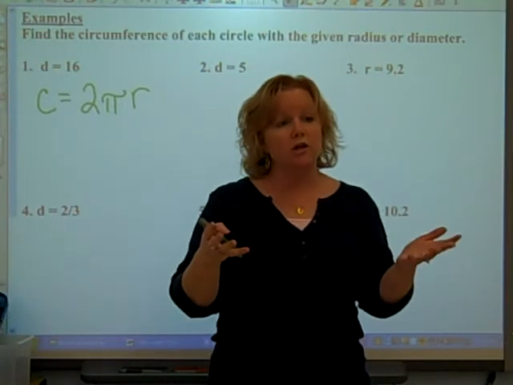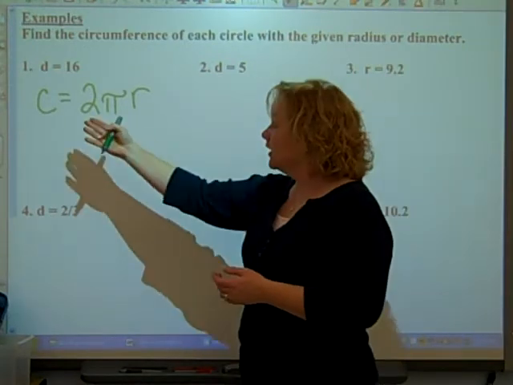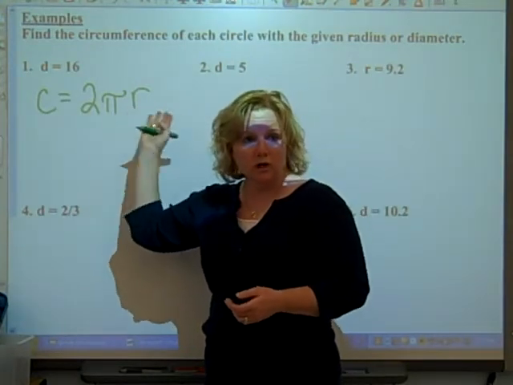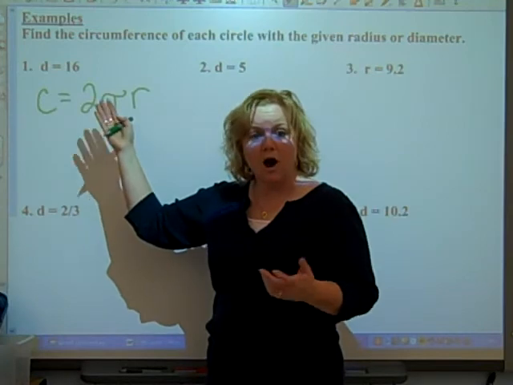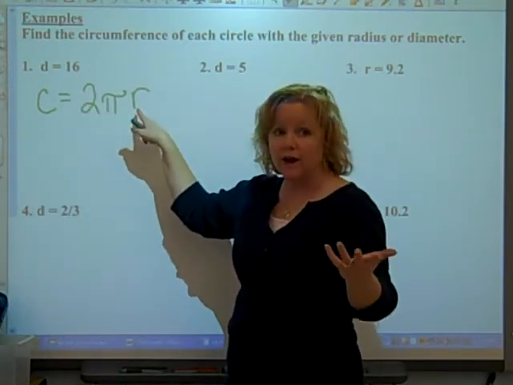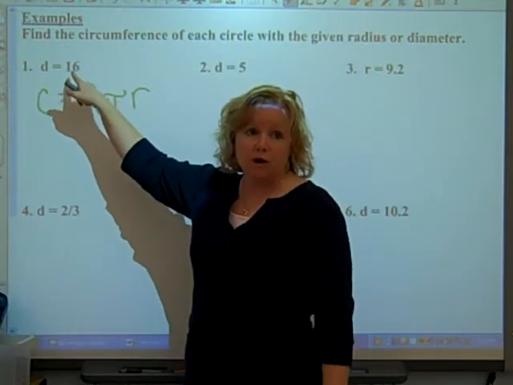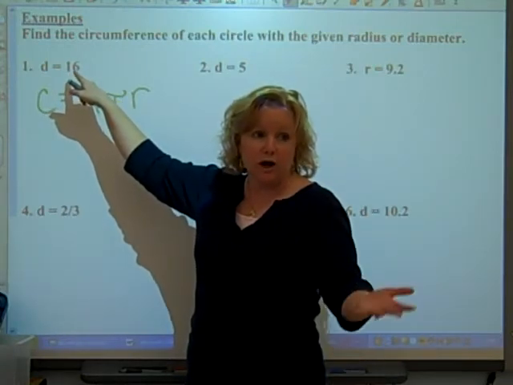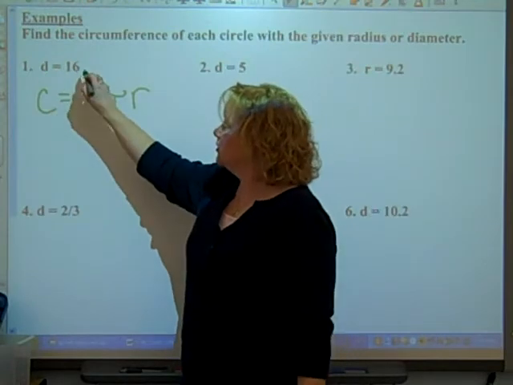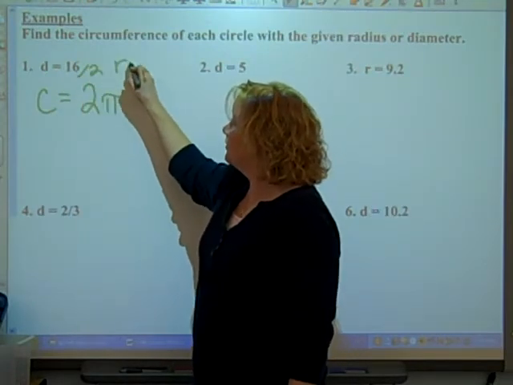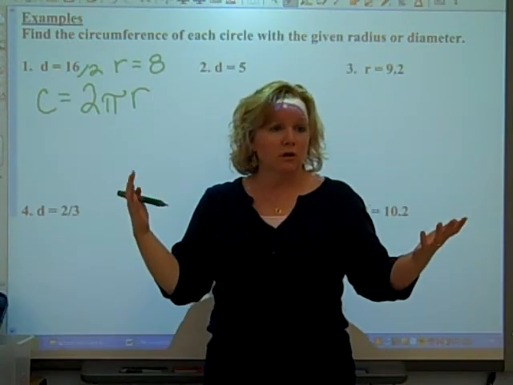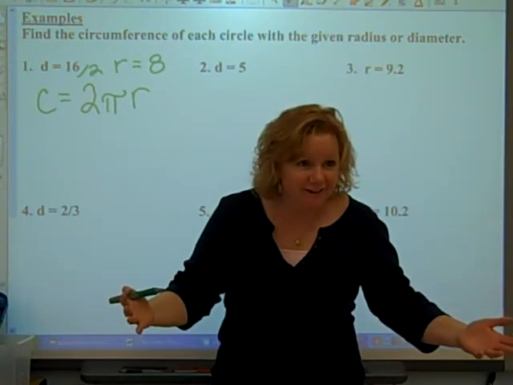Now, here's where you need to be careful. Notice in my formula, there's no D, there's no diameter, right? So I have got to go back and figure out, oh, they're actually looking for a radius. How do I figure out my radius from diameter? I do what? Divide by 2. So if I divide this by 2, my radius is what? Is anybody with me today? Mr. Reed, it's 8.